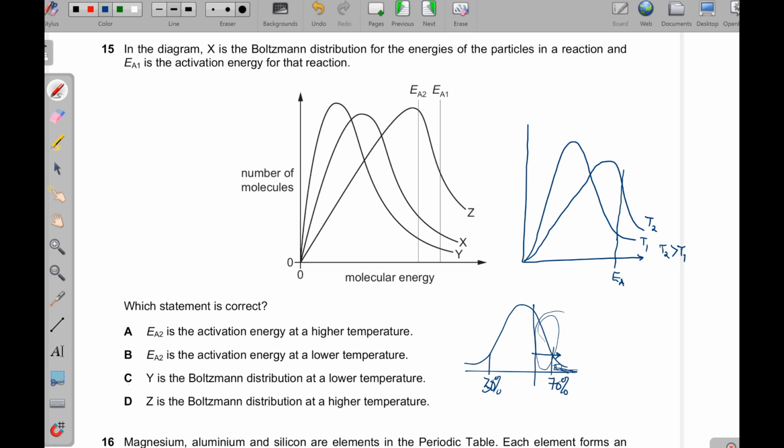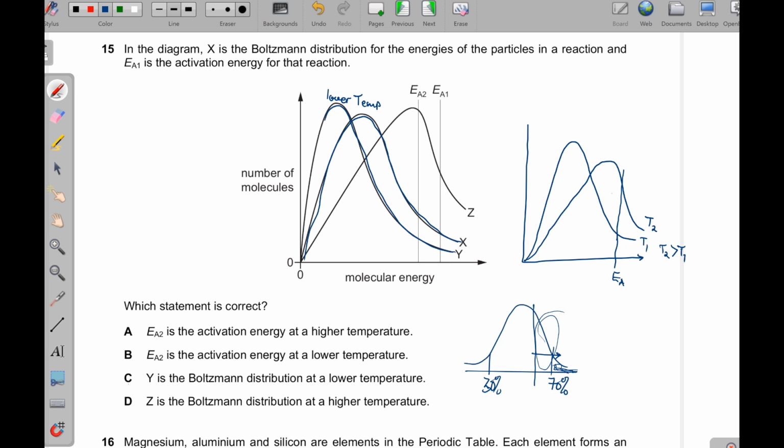So it shifts to the right. That means at lower temperature, it will shift to the left. You will have very many with energy that actually doesn't make them react, but the average energy. So they said that X is the Boltzmann's distribution for the energies of the particles in the reaction, and EA1 is the activation energy. So if this is our normal one that we are talking about, then for Y here, it has to be for lower temperature. Are we there? For lower temperature.